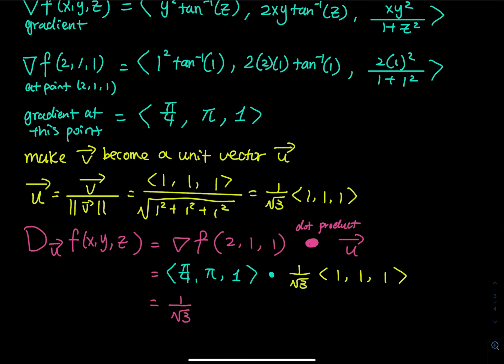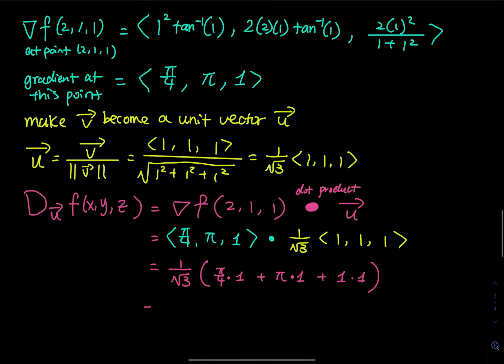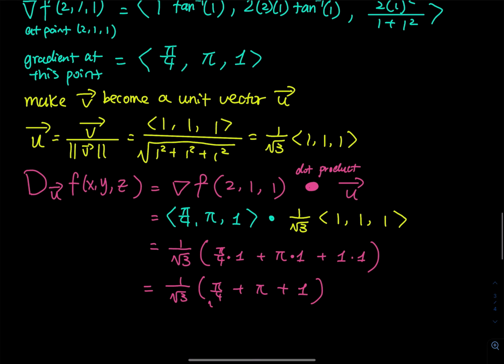And then we do the multiplication right here. So this will be pi over 4 times 1, plus pi times 1, plus 1 times 1. That will be a multiplication, and don't forget the dot product of two vectors is a scalar. So that is a 1 over root 3, and then we have a pi over 4 plus pi plus 1, and this is a scalar. The dot product of two vectors is a scalar.